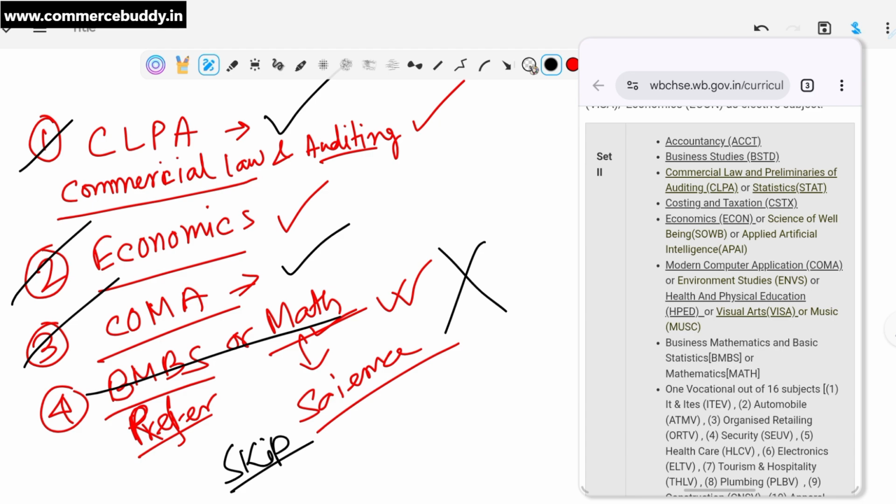There are multiple students I have taught for whom CLPA has replaced their business studies as well, because business studies is totally theory. Now CLPA has two different parts, so it can easily replace your business studies, the theoretical subject. Sometimes it can cover your costing and taxation as well, because some students might find costing and taxation a little bit difficult. In taxation there are a lot of rules, so CLPA can cover for your third subject as well.